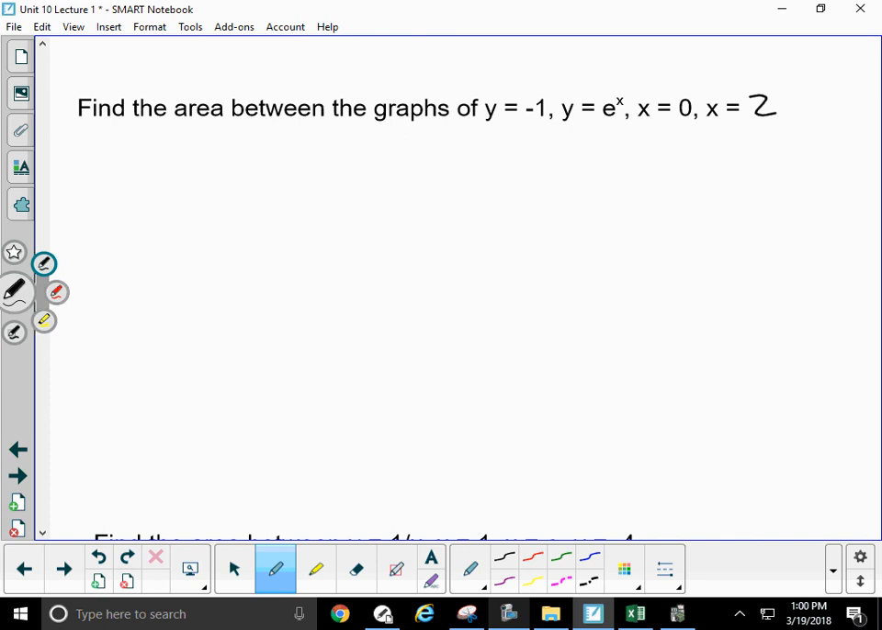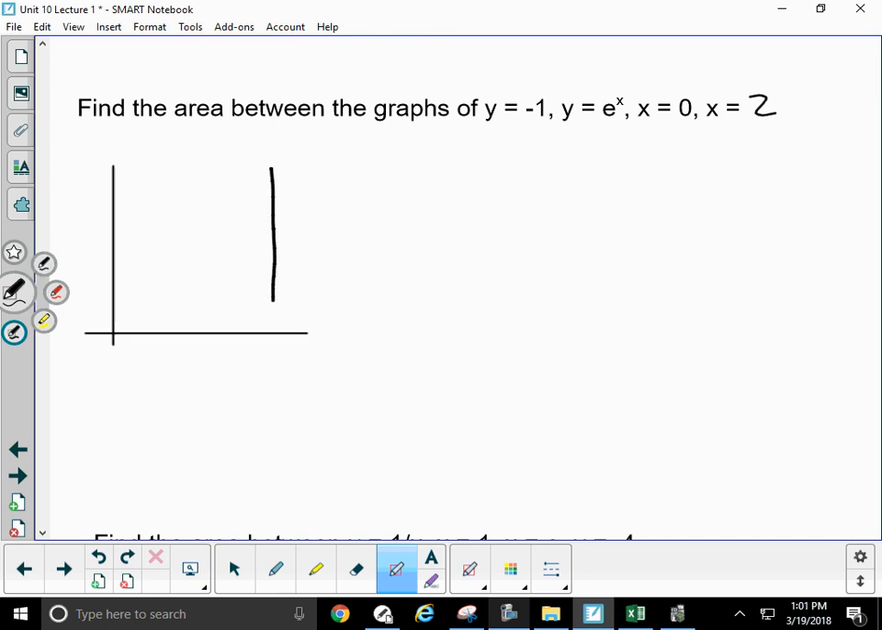We got area between the graphs of y equals -1, y equals e to the x, x equals 0, x equals 2. Again, sketch. I'm starting with y equals -1, x equals 0, x equals 2. I don't know where the lines kind of extend to. Maybe they extend past it. I'm not sure. We know that this is probably the bottom. We have e to the x. E to the x starts at 0, 1.